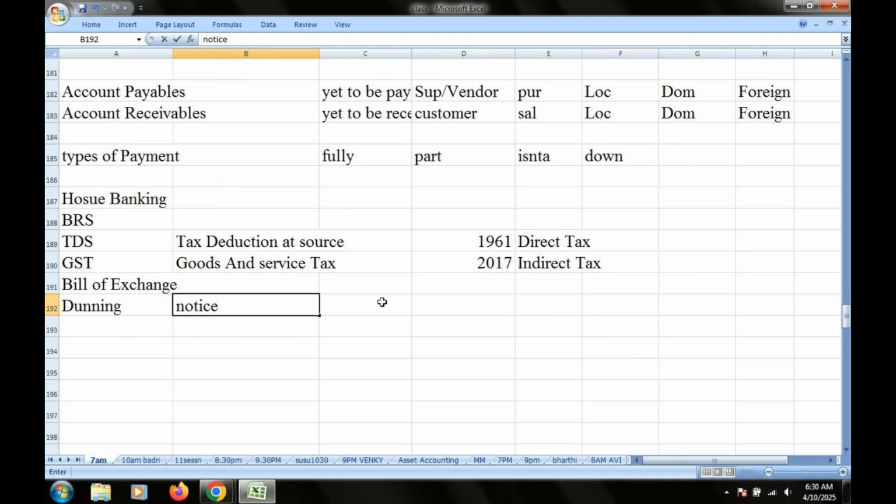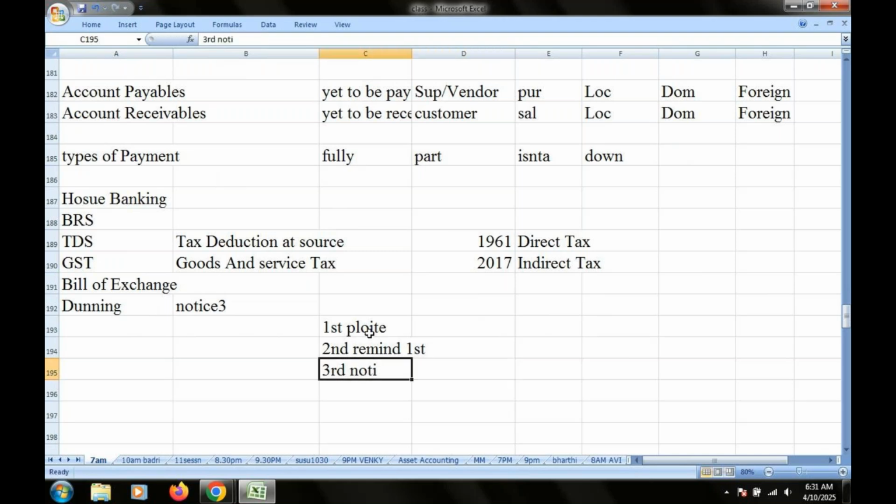The maximum number of notices we can send is 3. For each notice, we maintain a 10 day interval. The first notice is very polite, in a request format. The second notice reminds about the first notice, and the third notice is a direct warning.